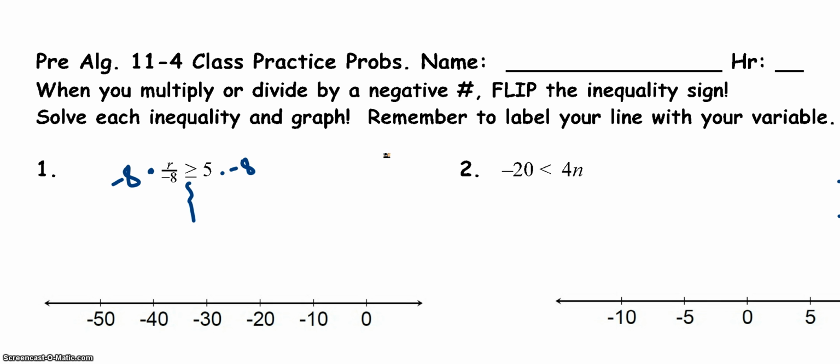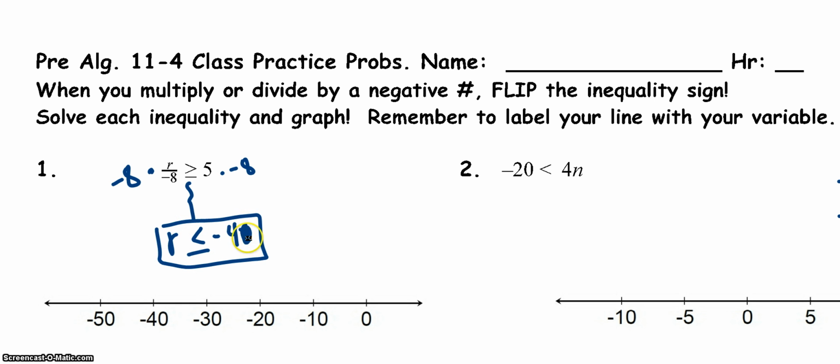So instead of r being greater than or equal to 5, it's going to be r is less than or equal to, and then you find the product of 5 and -8. And when your signs are different, when you're multiplying integers, it becomes a negative. So your answer here is -40. So r is less than or equal to -40.